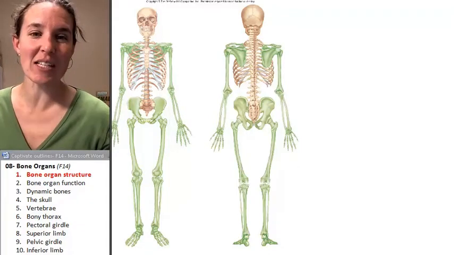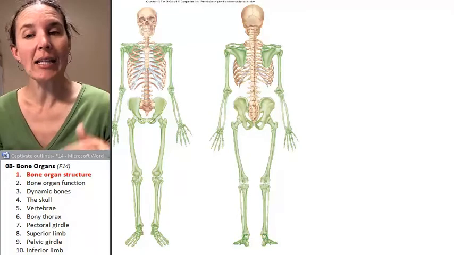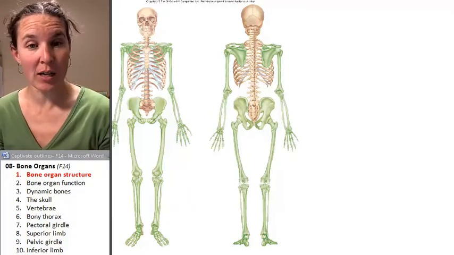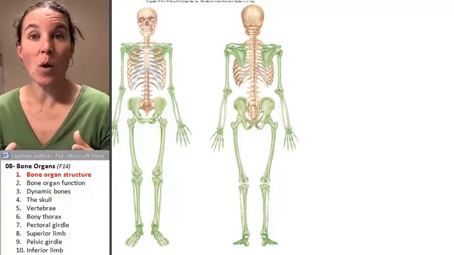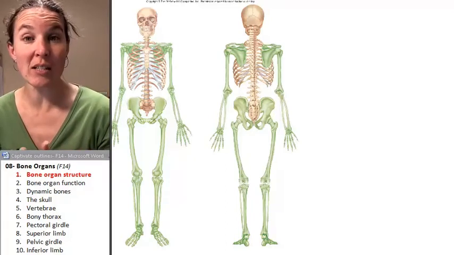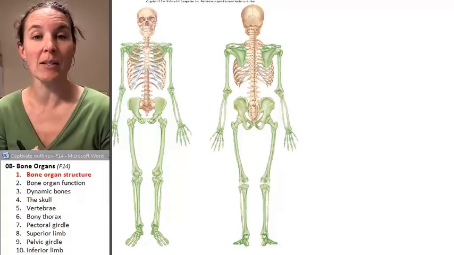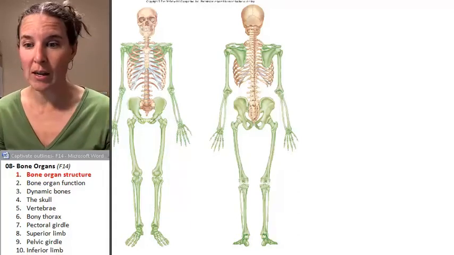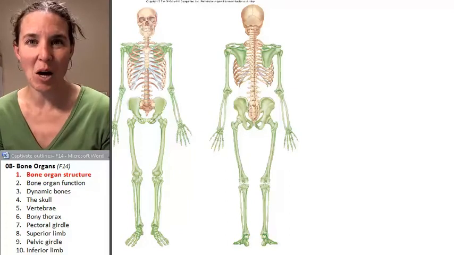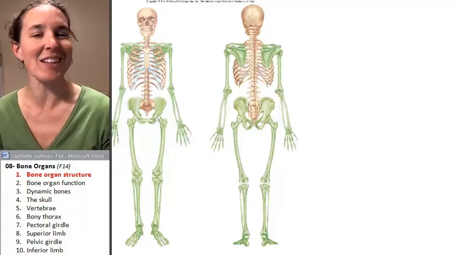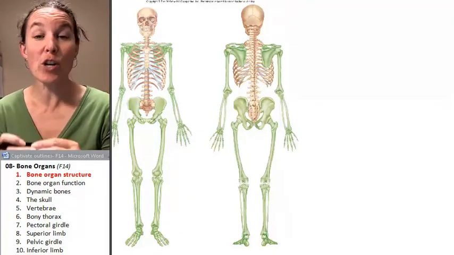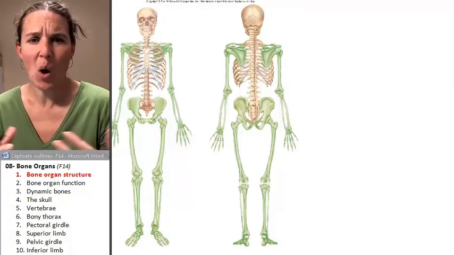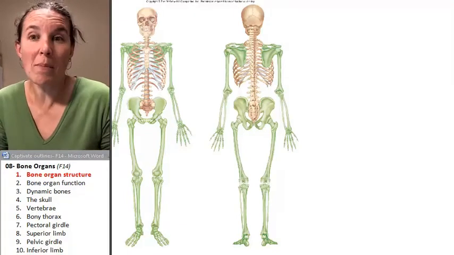Today's topic is bone organs. Last time we talked about bone tissue and cartilage tissue. Now we're going to look at what we can build with those kinds of tissues, and we're going to build bone organs. In lab today, we're going to look at all the bones in the body. But first, we need some perspective on what a bone organ is, like what makes up a bone organ.